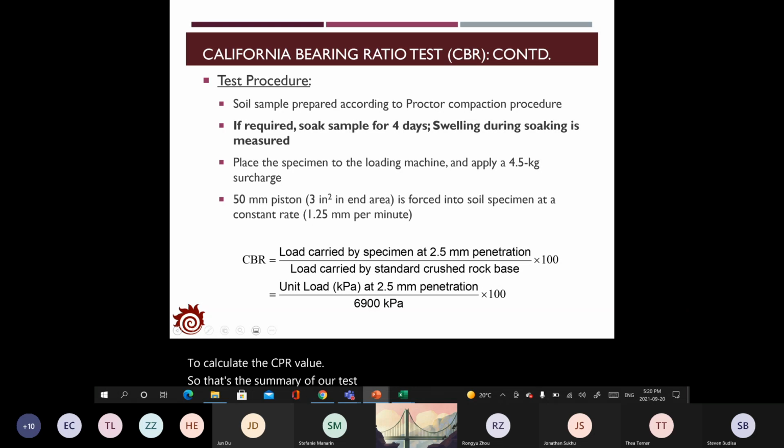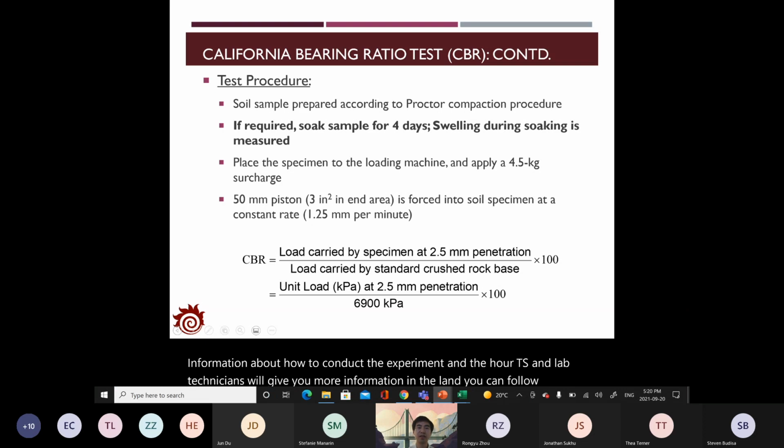In the lab instructions, you have more detailed information about how to conduct the experiment, and our TAs and the lab technicians will give you more information in the lab, and you can follow their instructions to conduct the experiment.